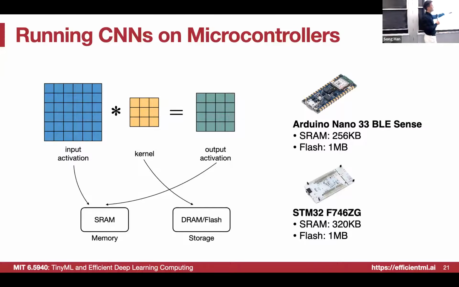So what is the typical size of SRAM? This Arduino Nano, this microcontroller has 256 kilobytes of SRAM and 1 megabyte of Flash. This STM32 F746 microcontroller has 320 kilobytes of SRAM and only 1 megabyte of Flash. But so far, the models we described, like ResNet-50, MobileNet, are way larger than this constraint.